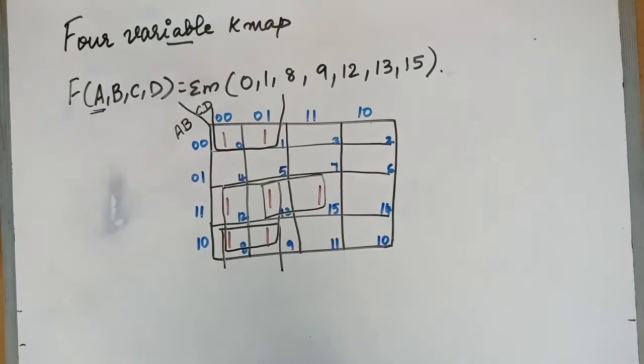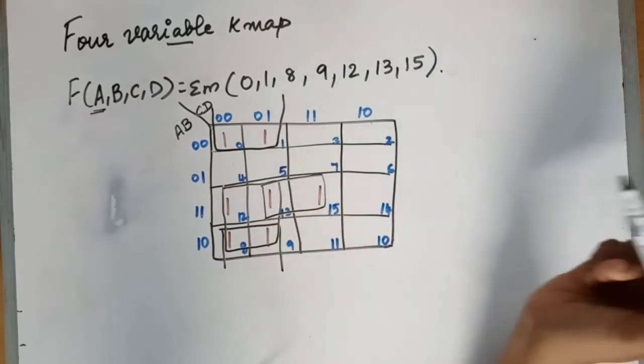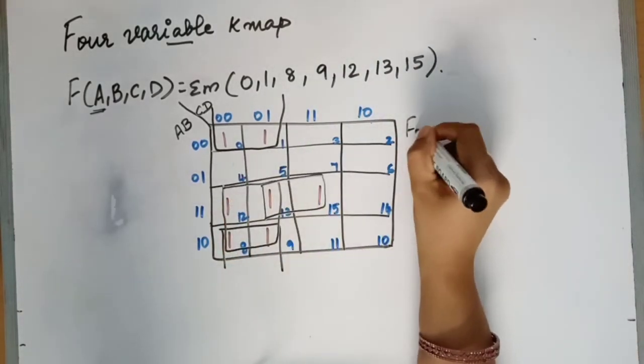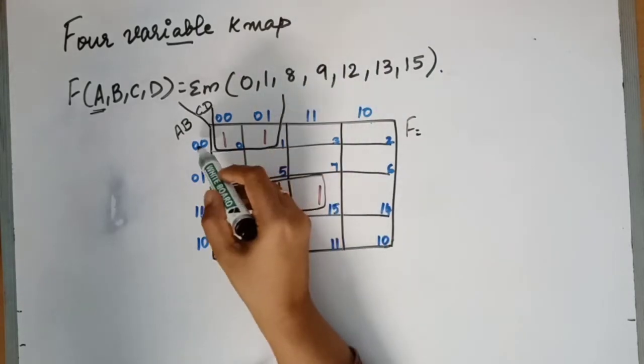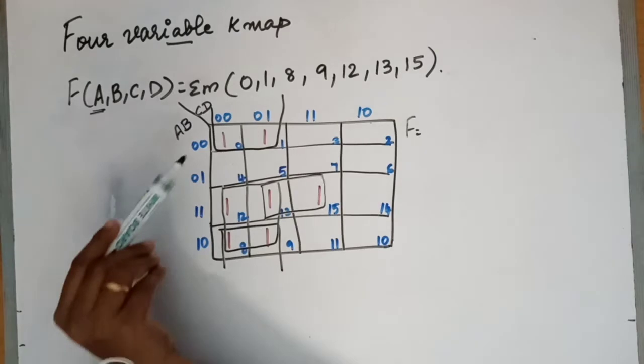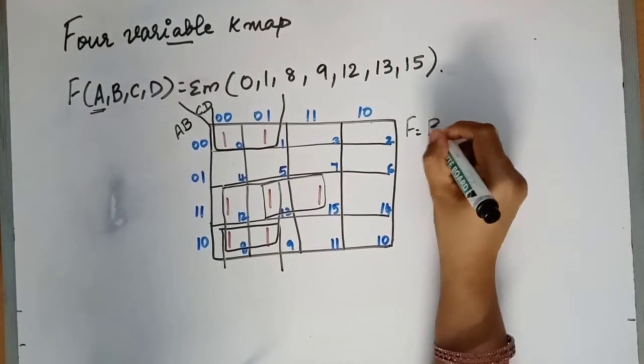Now we'll write the values. So these 4 ones, first group. So f equal to 4 ones. What is common? 0, 0 and 1, 0. So B is common. What is B? B is 0. So that is B bar.